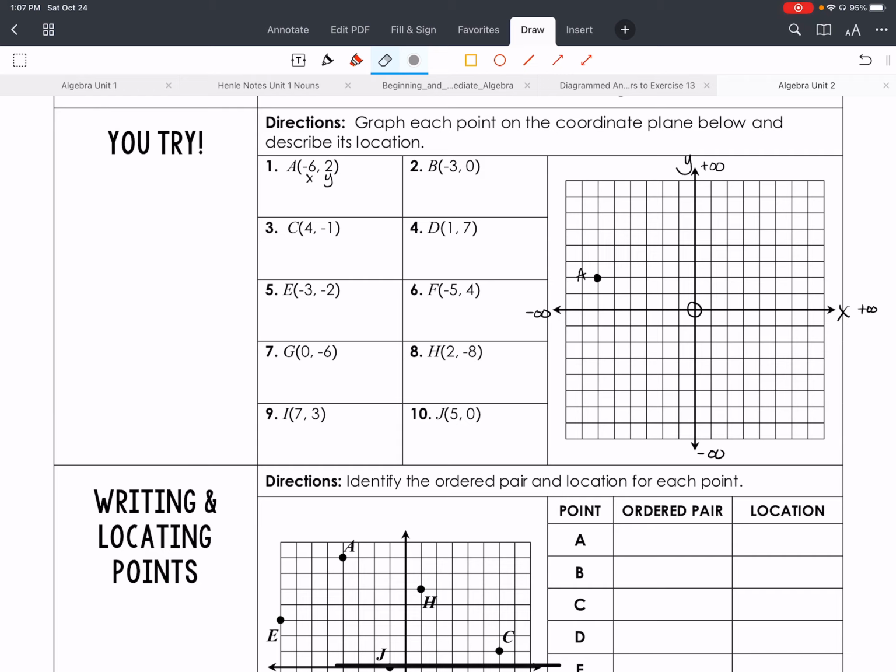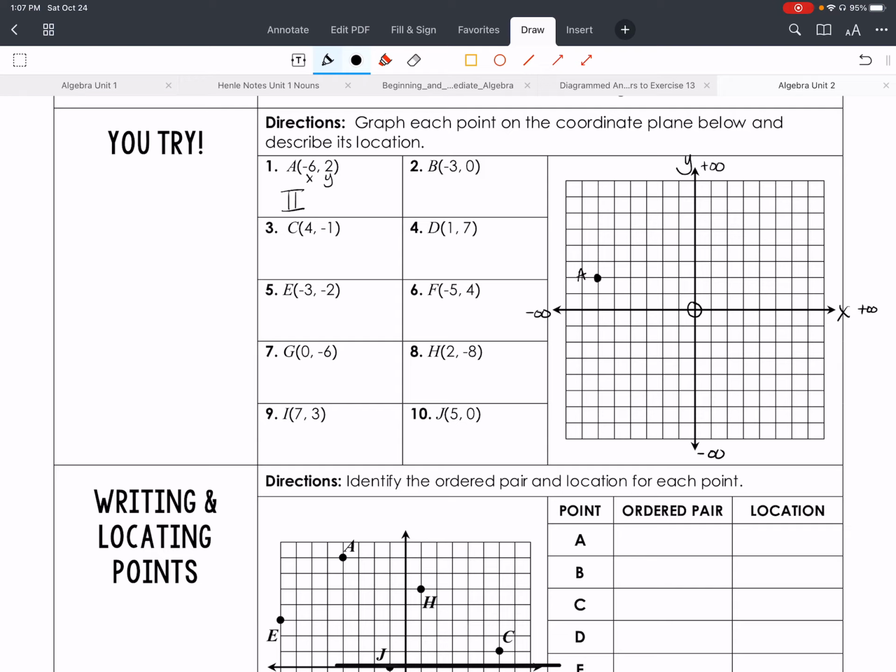Okay, next one. Oh, sorry, this is in quadrant... If we're counting around, this is in quadrant 2. It does ask us to find its location. Quadrant 2. You can write quad if you want to.